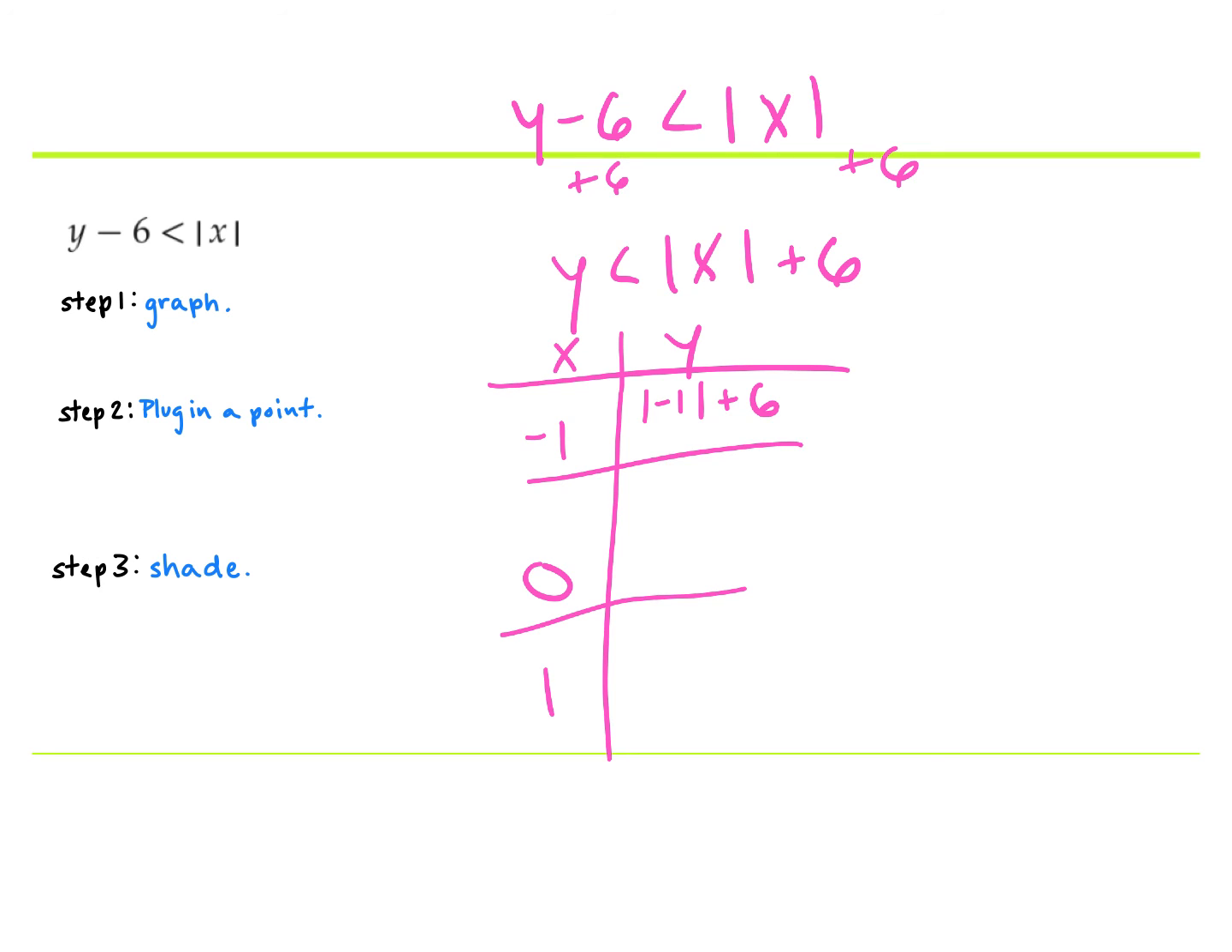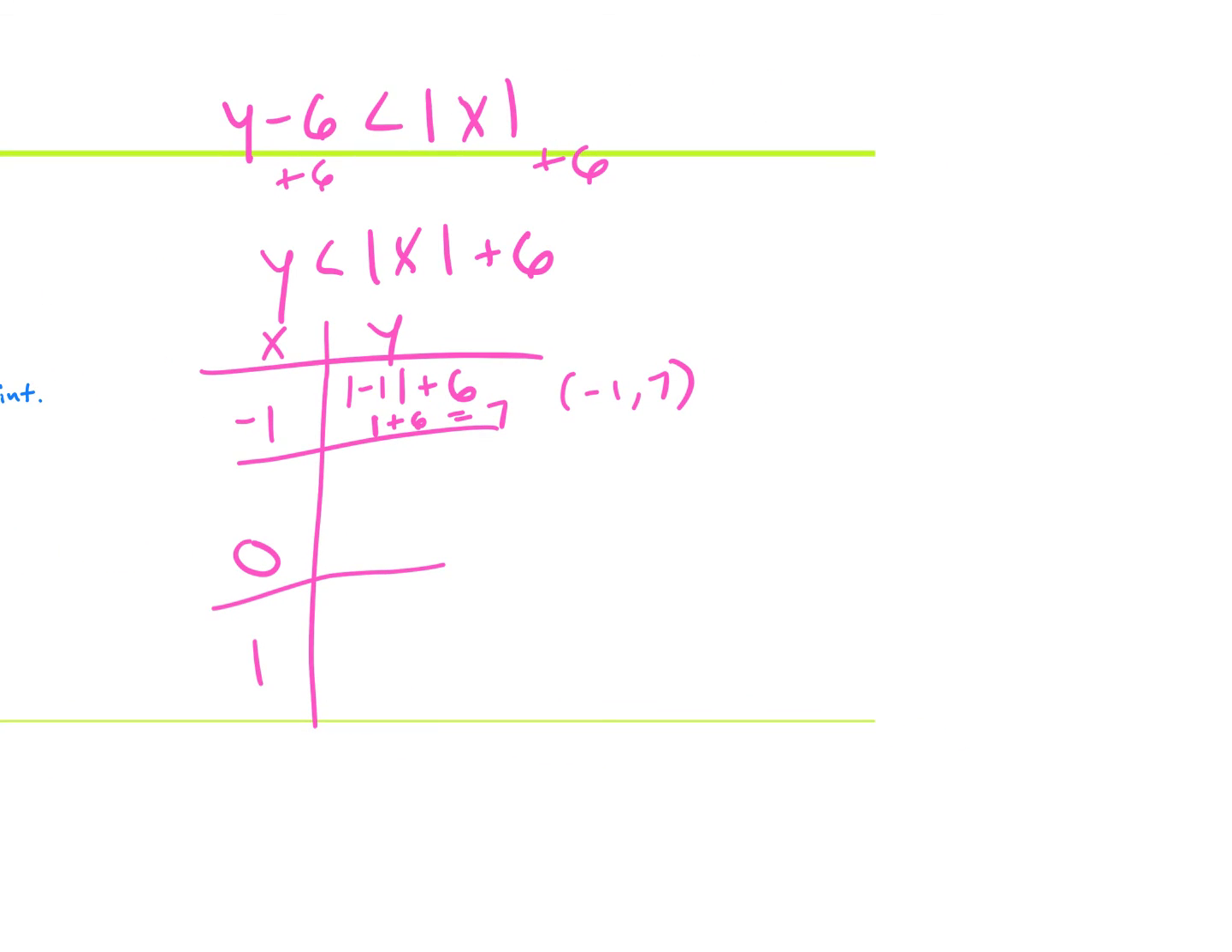What's the absolute value of -1? 1. And what's 1 plus 6? 7. So I plugged in -1 and got 7. So on my graph, I'm going to go to the left to -1 and up 7. Put a point there.